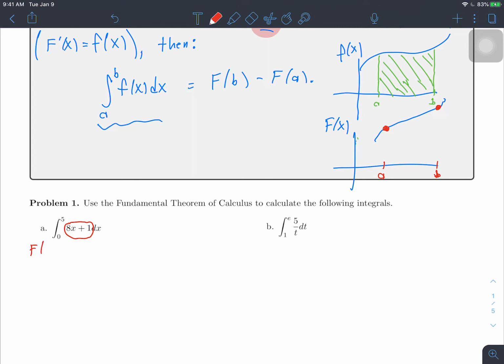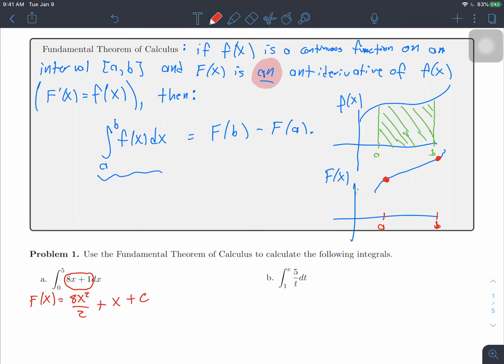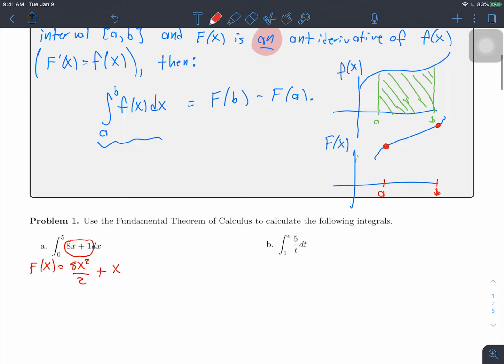So capital F of x would be equal to 8x squared over 2 plus x plus c. But the fundamental theorem says I should pick any old antiderivative. I'm going to pick the one where c is equal to 0. So I'm going to erase this c here because we don't usually write plus 0. Okay, so that's going to be an antiderivative of 8x plus 1. It's equal to 4x squared plus x.